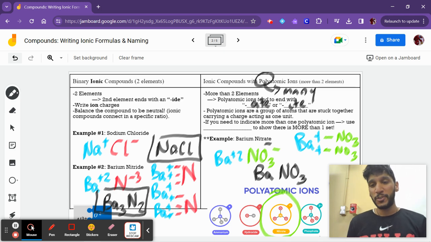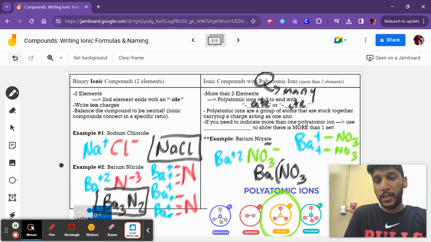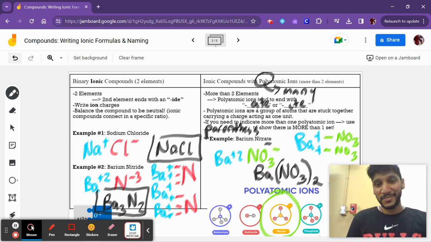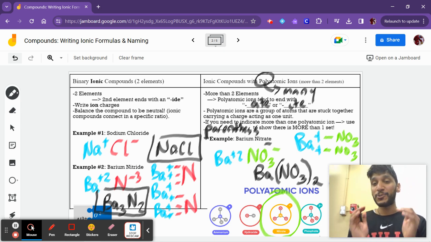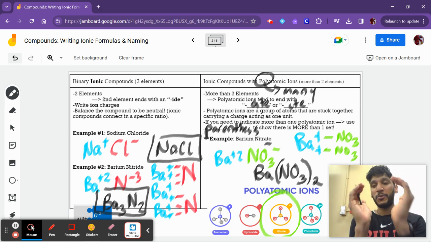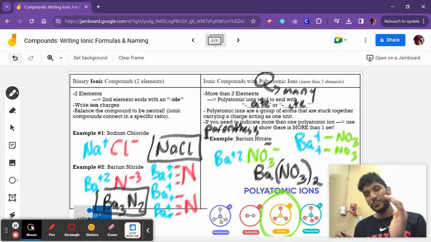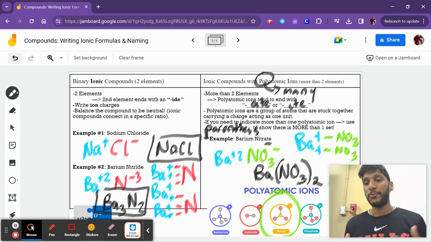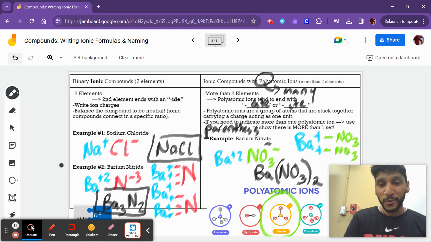So what we're going to do is add parentheses. I don't know if y'all ever seen parentheses before, but parentheses are pretty cool because, you know, you use them when you're writing stuff. So in this case, we're saying that there are two sets of NO3. So we're putting the parentheses around it and the two on the outside telling us that there's two nitrates. We only do that when we're trying to say there's more than one polyatomic ion. All right. So the ionic formula for this one is Ba(NO3)2.